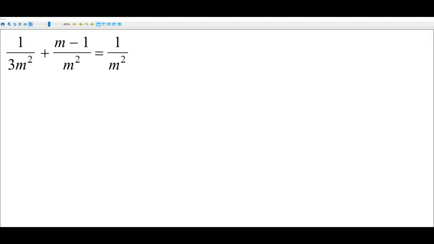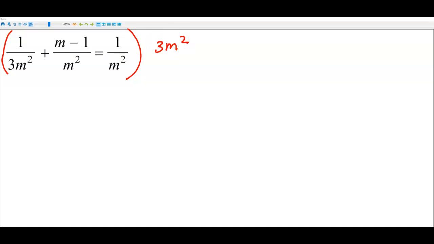So we're solving rational equations here, and the first thing we want to do is multiply to cancel out the denominator. So Owen, what did you multiply by? Yep, we multiply by 3 to the power 2.